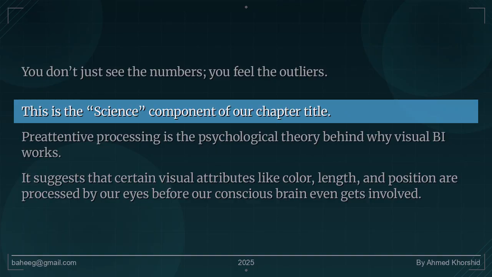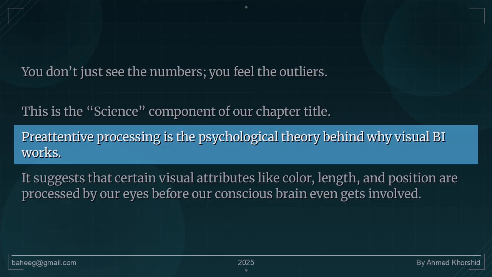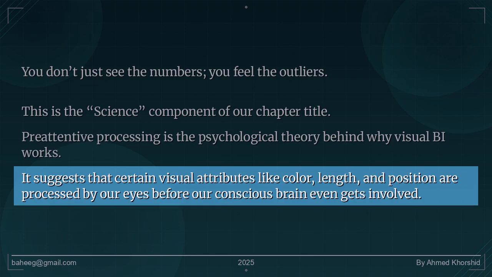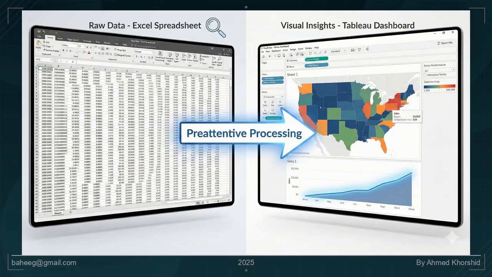This is the science component of our chapter title. Preattentive processing is the psychological theory behind why visual BI works. It suggests that certain visual attributes like color, length, and position are processed by our eyes before our conscious brain even gets involved. Figure, a split-screen comparison illustration.